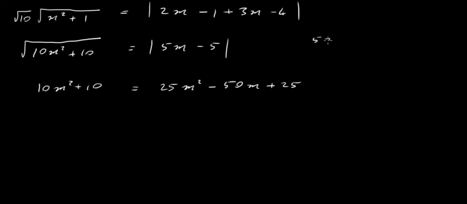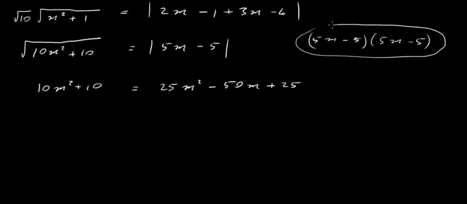It's just 5m minus 5 times 5m minus 5. That's what I've done, so you can work that out yourself. This is what you get when you do that anyway. Let's bring everything over to one side. Remember, because we squared this, the modulus signs disappear, because everything squared is positive or equal to 0.